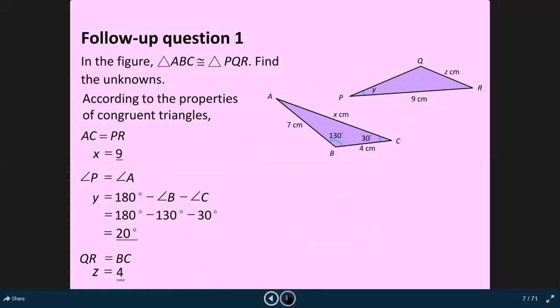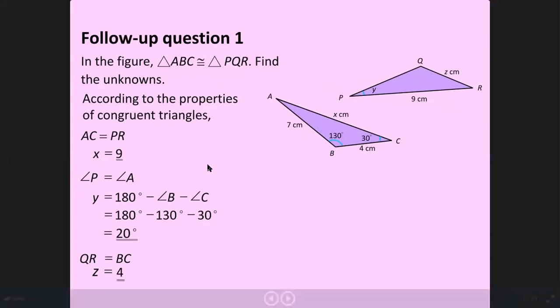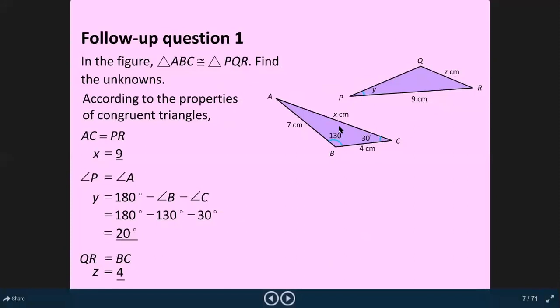Okay, in this figure, the triangle ABC is congruent with the triangle PQR. Find the unknowns according to the properties of congruent triangles. Here we already have two congruent triangles. We are looking for the variables x and y. Farah, could you please tell me, honey, what is the value of x? And tell me why.